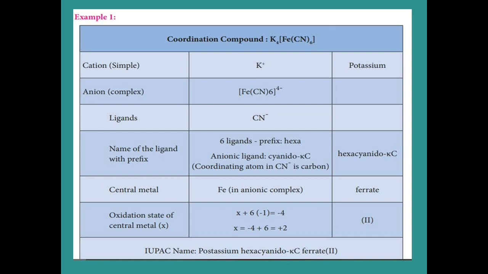The central atom is iron, but it is present in the anionic complex, so we have to write ferrate. And the oxidation state we have to find out for iron. We get +2, so we write in parentheses the Roman numeral 2. Now the IUPAC name is potassium. Why do we write potassium first? Because it is a simple cation, so potassium we mention first. We already saw this in the first guideline. So: potassium hexacyanido-kappa-C ferrate(II).